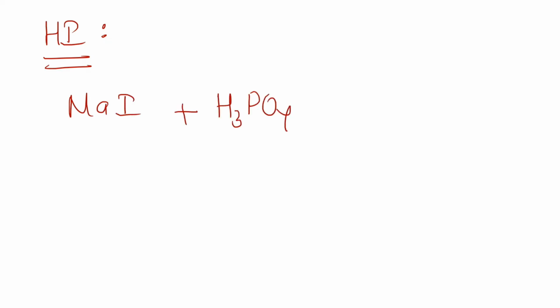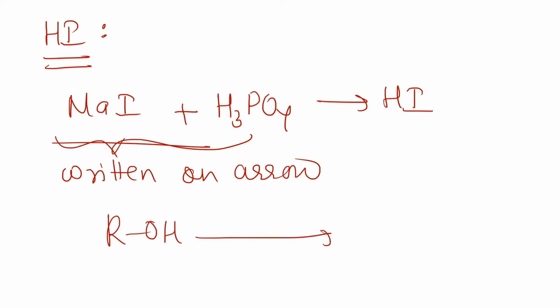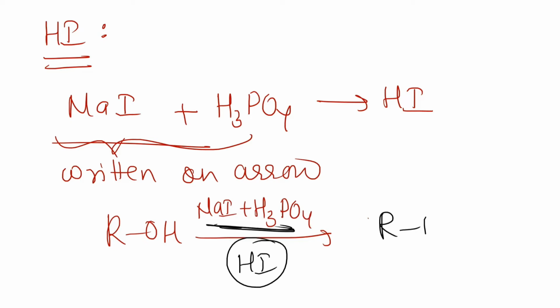If it is HI, again, HI can be prepared from NaI plus H3PO4. Okay, that is making HI. So this NaI plus H3PO4 could be written on the arrow. If this is given on the arrow, then don't get confused. What is this reagent all about? You understand that this is nothing but HI, and you prepare the respective alkyl halide.